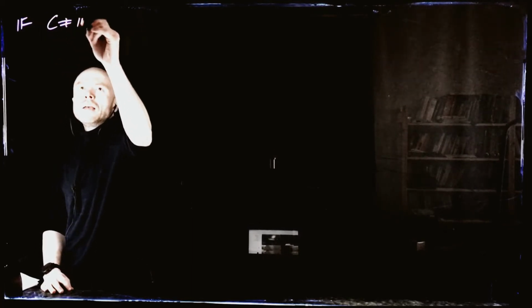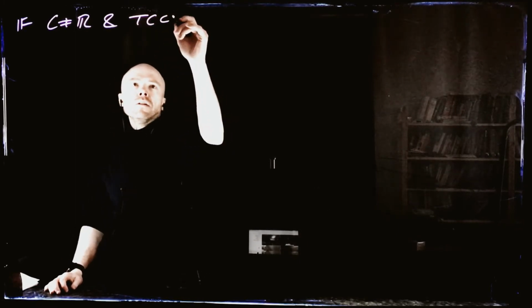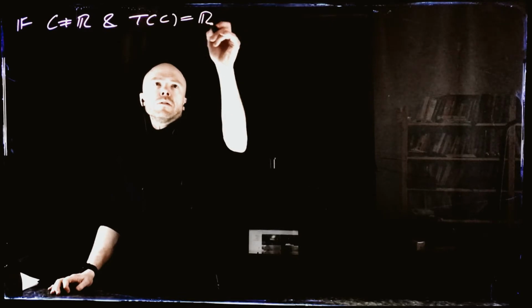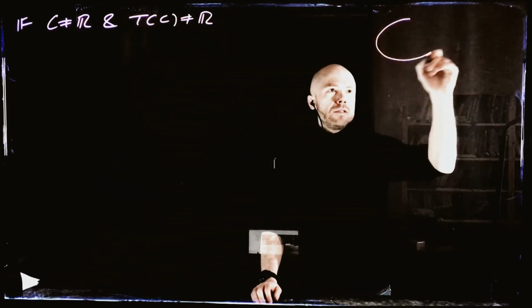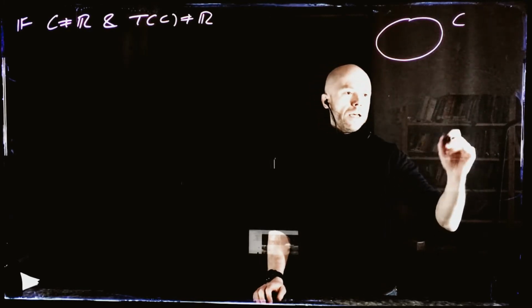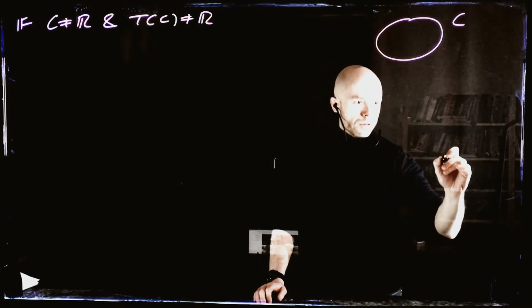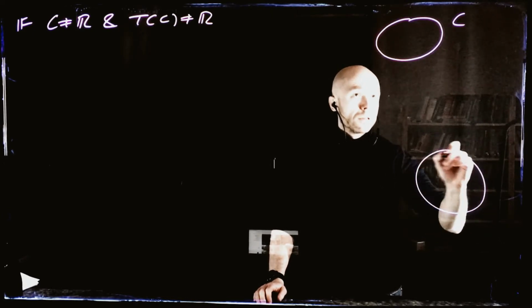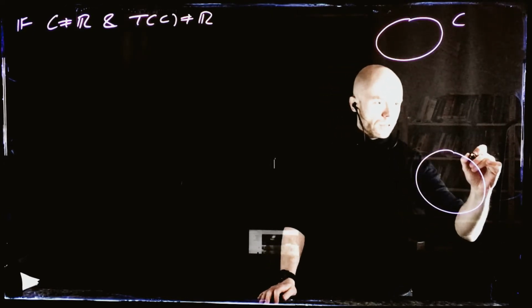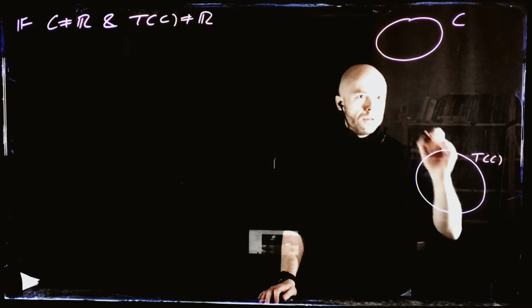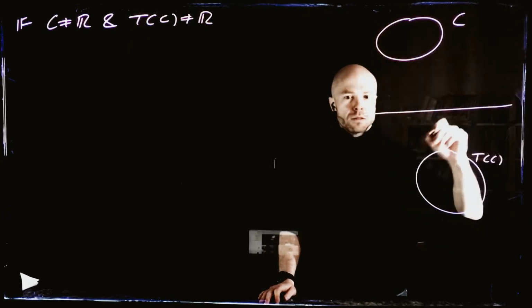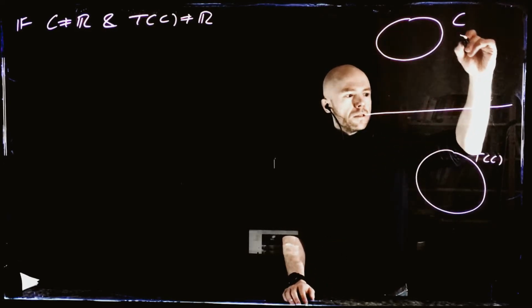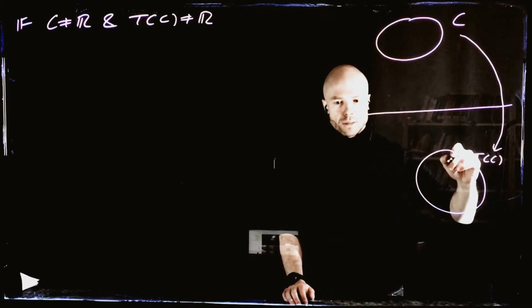Okay, so if C is not equal to the real line and T of C is not equal to the real line, then we have the most general situation. Let's draw a picture. So C could be this circle like this, and T of C could be another circle like this, say. Neither of these look really like a circle, but okay. And let's draw the real line like this. Yeah. So T is doing this, like this.